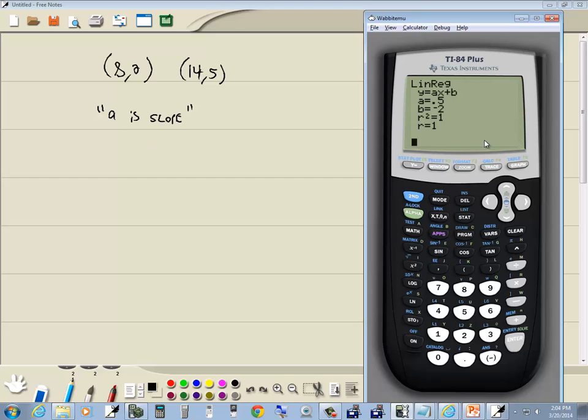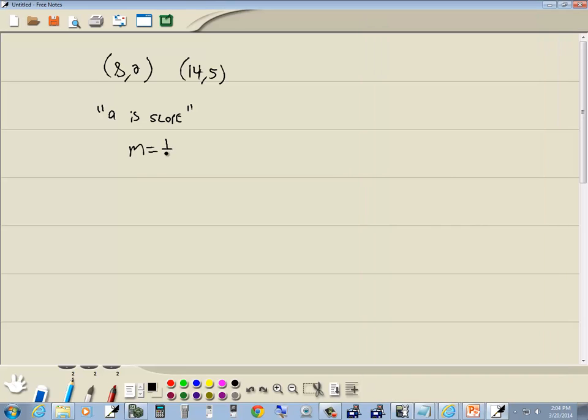Now, if you got it in decimal form like you see right here, to change that to a fraction, we're going to go to vars, and then I'm going to go to statistics, the fifth one, so I'll press 5. And then I want to go over to the right twice to the equation, and you see I got A here. So I'll down arrow, highlight A, press enter, and then I'll do math, enter, enter. And so then our slope is 1/2.